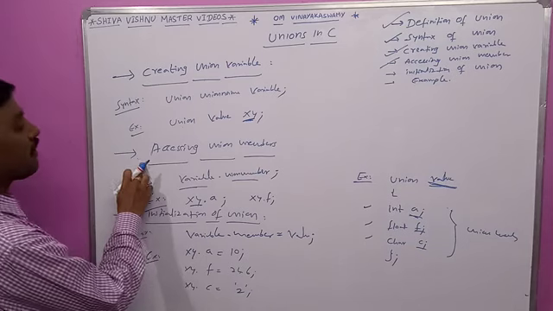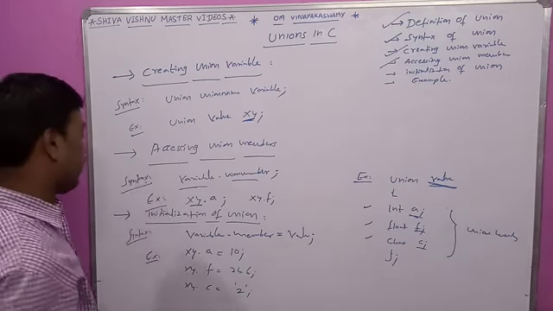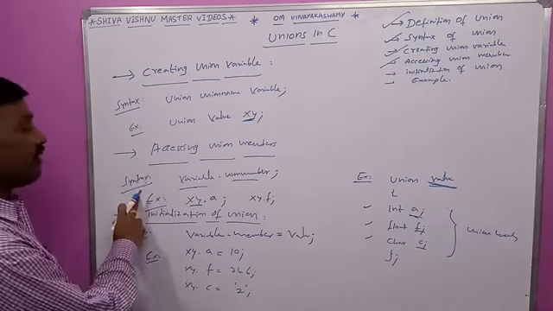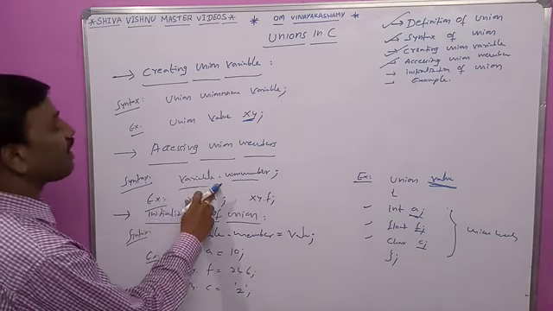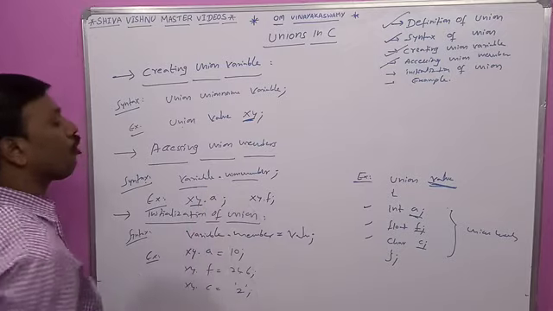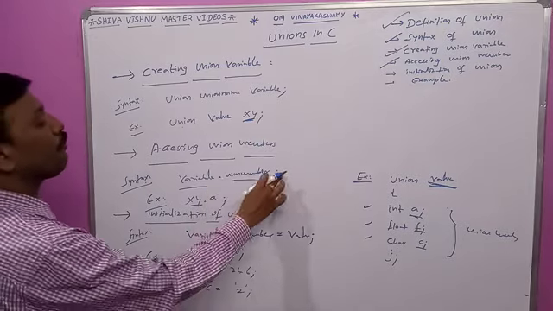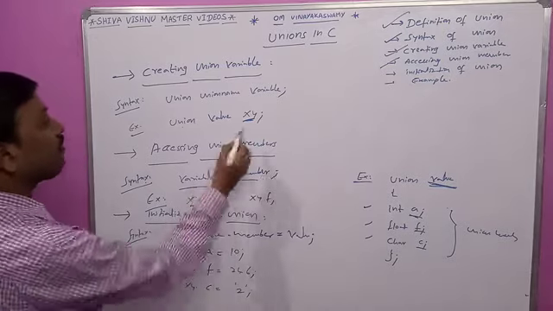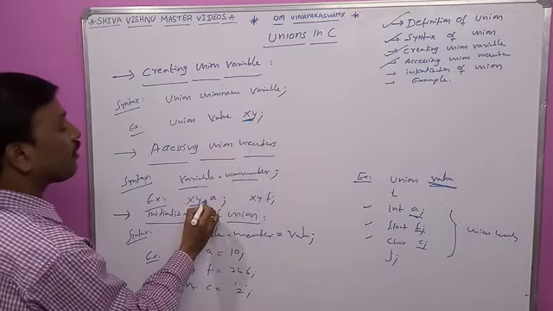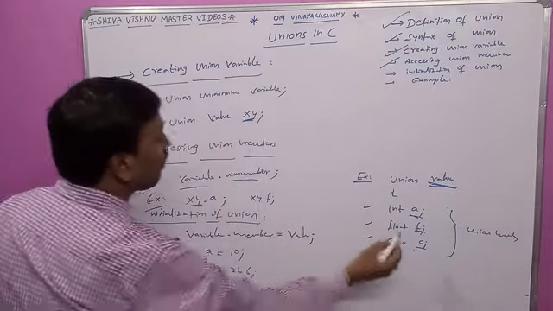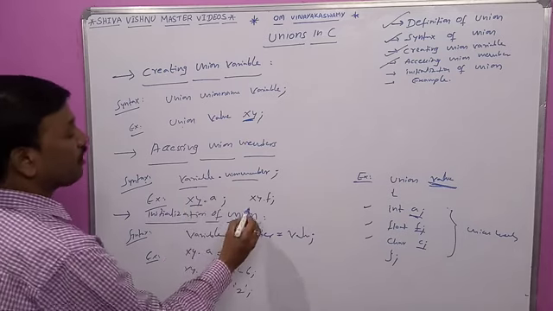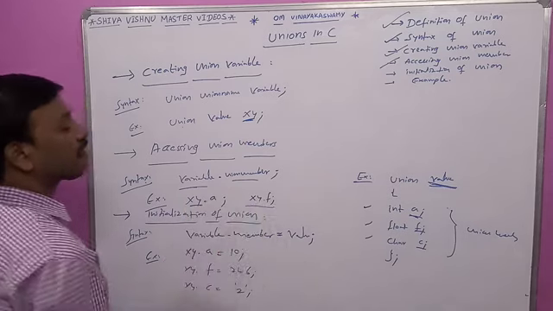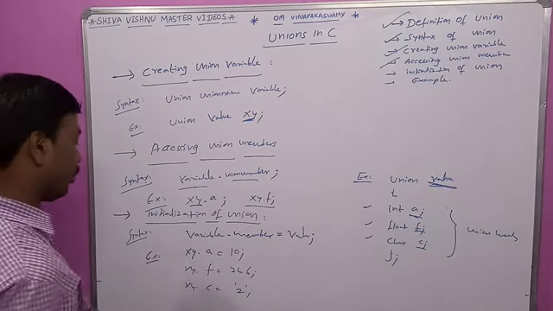Next, accessing the union members. Here also we have the syntax, and you follow it exactly: variable, dot operator, union member, semicolon. Here xy is the variable and these are all the members, for example xy dot a semicolon. This is another example: xy dot f semicolon.